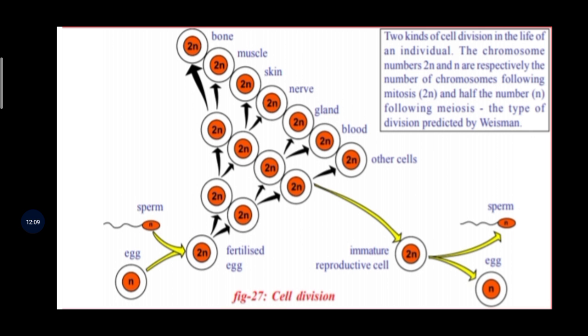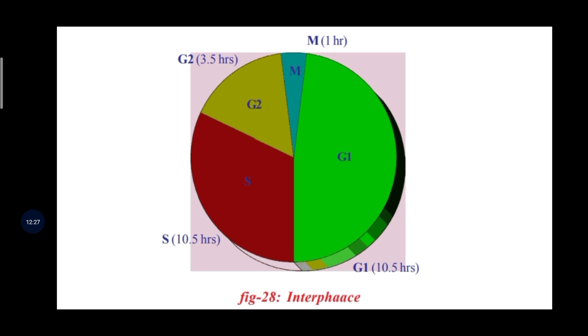In the female also the same kind of reduction division takes place, and in the egg cell only 23 chromosomes will be there. When the male gamete, the sperm, with 23 chromosomes fuses with the egg cell with 23 chromosomes, again the zygote has 46 chromosomes. In this way we find 46 chromosomes in all the cells in our body. Next, the cell division has a resting phase called interphase.